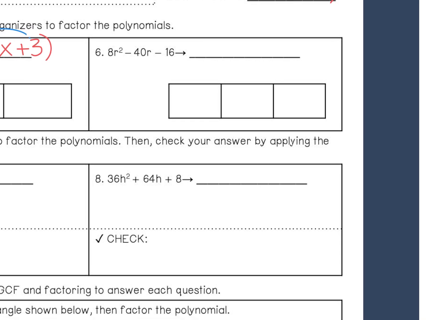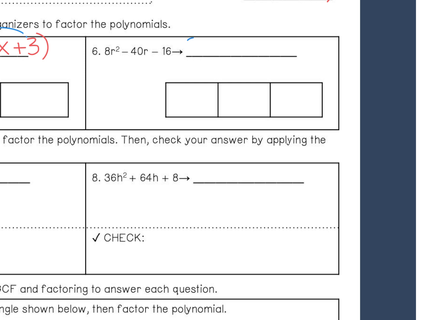Sometimes, again, it's only a number. What number does this have in common? This has 8 in common. If it helps you to write it as dividing by 8, you can. Or you can use that graphic organizer. 8 divided by 8 is? R squared. Just R squared. You could put the 1 if you wanted. Negative 40 divided by 8 is? 5R. Negative 5. Don't forget that letter. And negative 16 divided by 8 is negative 2.